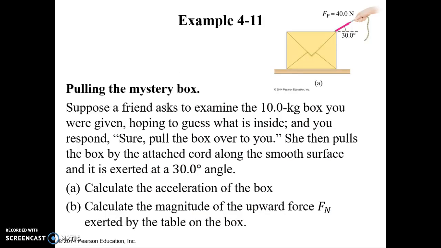In this example, suppose a friend has asked to examine a 10-kilogram box that you were given, hoping she gets what's inside, and you respond, "Sure, pass the box over to you." She then pulls the box by the attached cord along a smooth surface and it is exerted at a 30-degree angle. For part A, we're going to calculate the acceleration of the box.